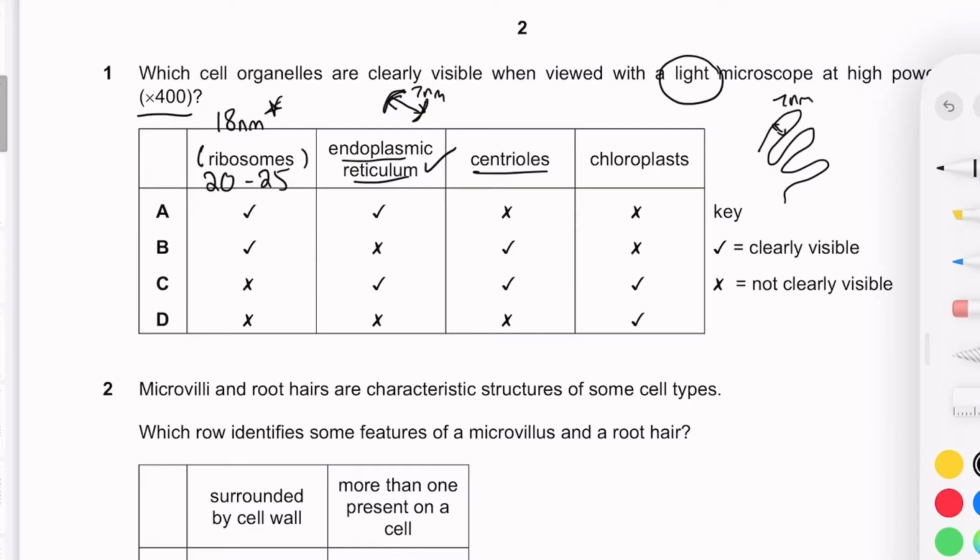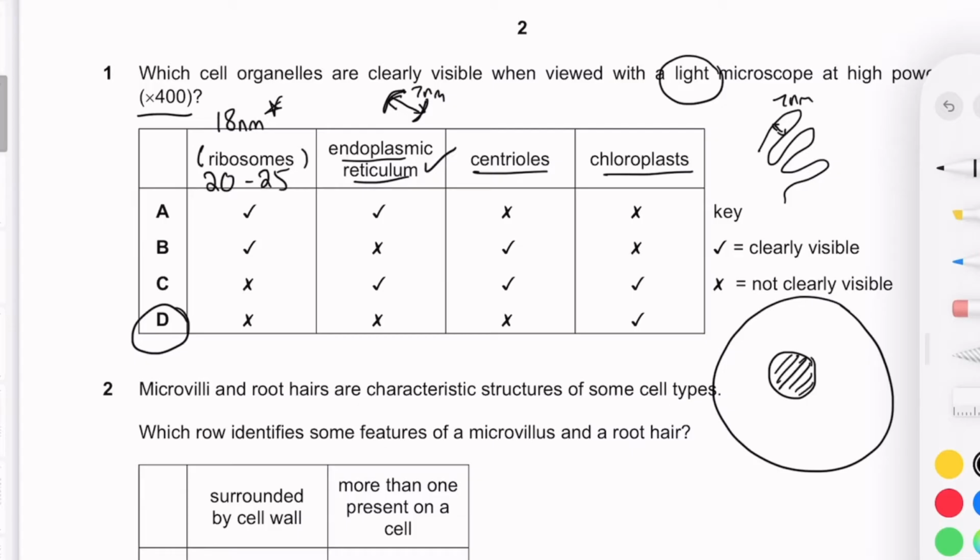Centrioles, it's the same thing for centrioles. They're non-membrane bound organelles, you cannot visualize them. And lastly, chloroplasts are the only ones to be visualized, and so the answer is D. Now if you look at a cell under a light microscope, magnification times 400, the only thing you'll see is the nucleus, basically as a dark structure. Right, now let's move on.